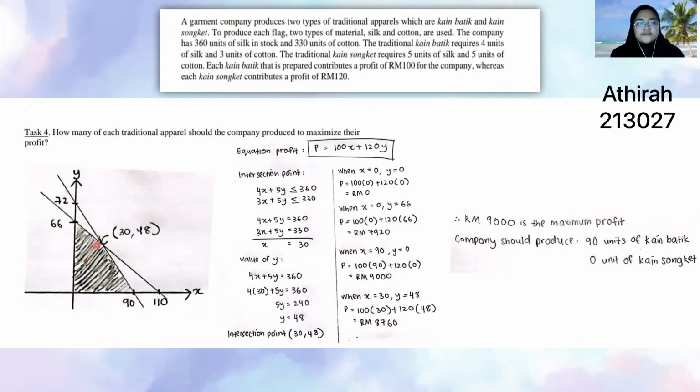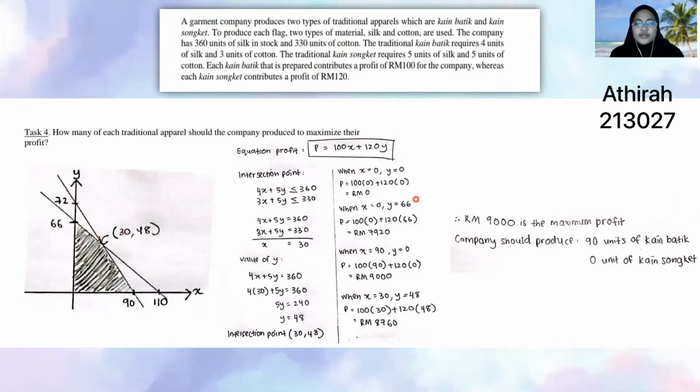For these vertices, which are the intersection points, we can get the coordinates in two ways. The first way, we can read directly from the graph, or the second way, we do simultaneous equations between these two equations. Then we get the coordinate of the intersection point, which is 30, 48. To find the maximum profit, we should substitute the coordinates of these four vertices, which are 0, 0; 0, 66; 90, 0; and 30, 48, into this equation.